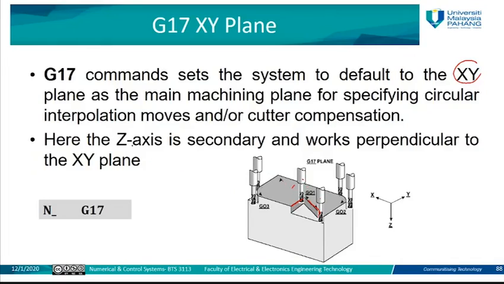In this case, the Z axis represents the secondary axis, because the primary axes are X and Y. Z is usually perpendicular to this XY plane. This is XY, and this is the Z axis, which is perpendicular to XY. Okay, so how to use the command? This is the command for using the XY plane: the block number N, and then G17.